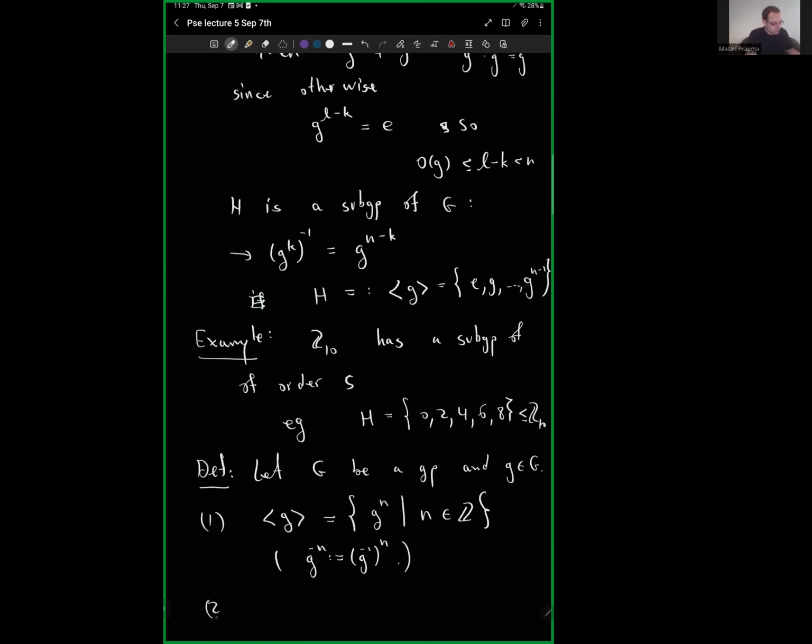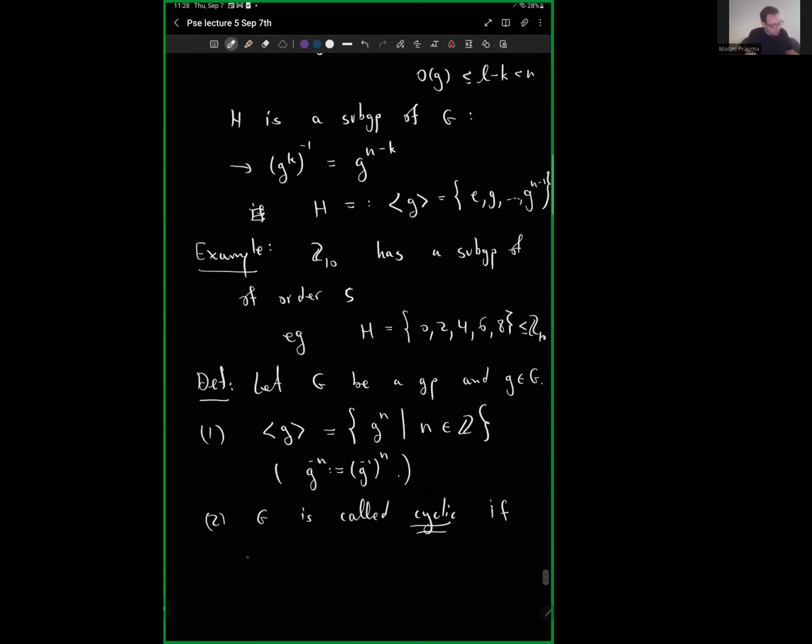And two, G is called cyclic if there exists some g in G such that G is simply equal to the group generated by g. Okay, and this, I didn't give it a name, this is called the group generated by g.